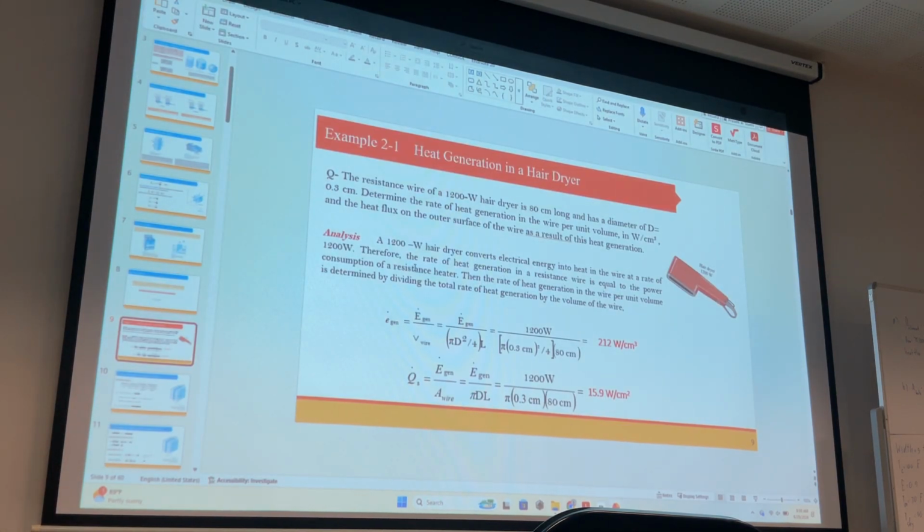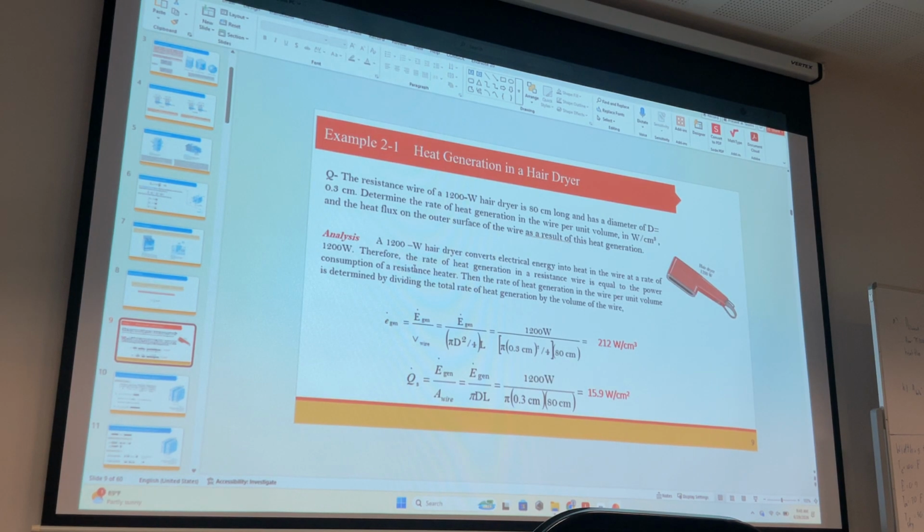Alright. So the first example of this chapter is the resistance wire of a 1200 watt hair dryer. Okay? Is 80 centimeter long and the diameter of the wire is 0.3. Determine the rate of heat generation.